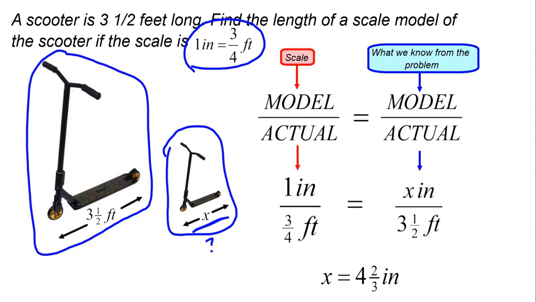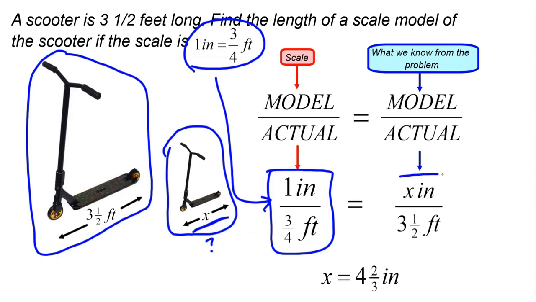So again, we're going to set up a proportion with the model measurement over the actual measurement for our scale, which is 1 inch for every 3/4 feet. So that's our scale. And then the other ratio is what we know from the problem. Well, do we know the model measurement? No. Do we know the actual measurement? Yes. So that's what I wrote in this ratio here. We don't know the model measurement, it's X inches, but the actual measurement is 3.5 feet. So I put those values in.